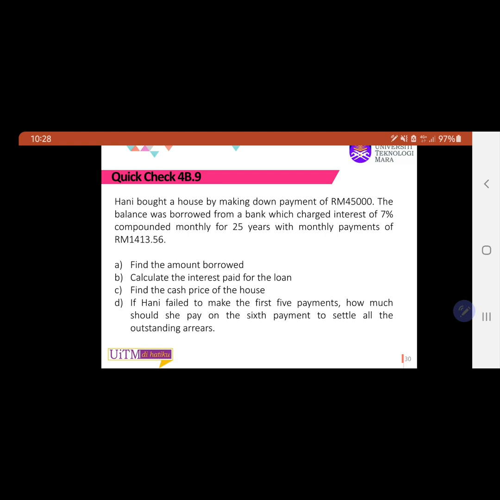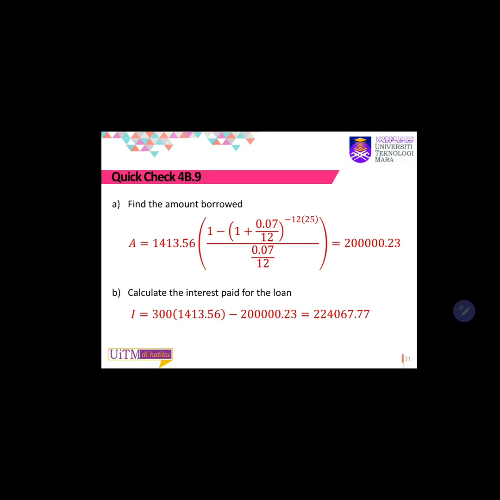Now let's look at this example. Honey bought a house by making a down payment of 45,000. The balance was borrowed from a bank which charged interest of 7% compounded monthly for 25 years, with monthly payment 1413. So we have our k, R, 25 years, compounded monthly m. Find the amount borrowed. The amount borrowed means we are going to find the amount of loan, and we find the amount of loan by using the present value formula. You just substitute the information from the question into the present value formula.